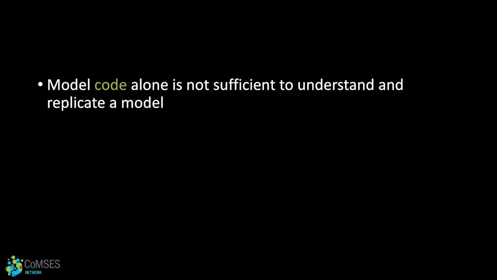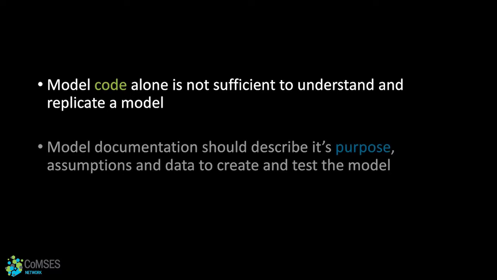Providing model code alone is not sufficient for other researchers to understand and replicate a model. Proper model documentation explains the intention of a developer when they wrote their model code, makes it easier to test it, and easier to use it. Model documentation should describe a model's purpose, assumptions, and describe the data used to create and test the model.